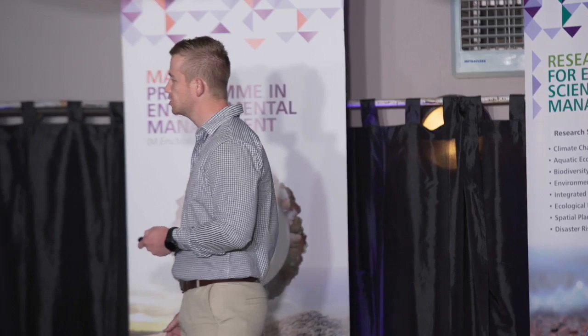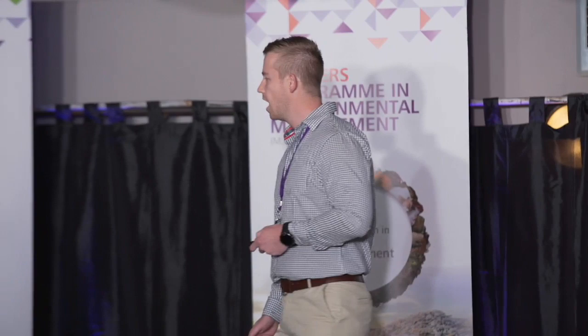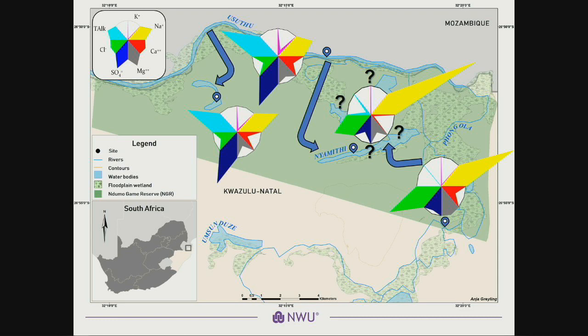The rivers and the respective floodplain pans revealed similar chemical characteristics, whereas the Maucher diagrams between the two rivers indicated that their water chemistry is dissimilar. When you look at the Usutu River and its associated floodplain pan, the water chemistry is similar, indicating the influence that it has on the pan.